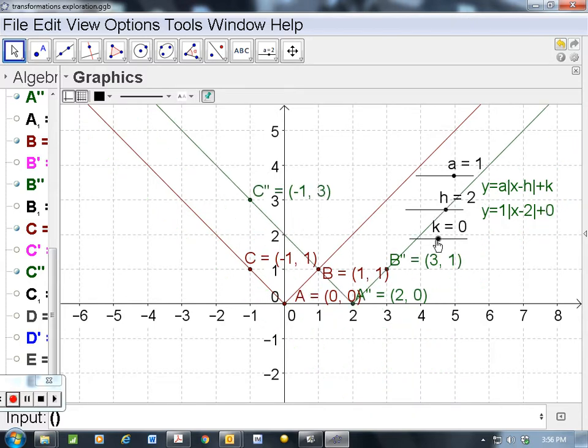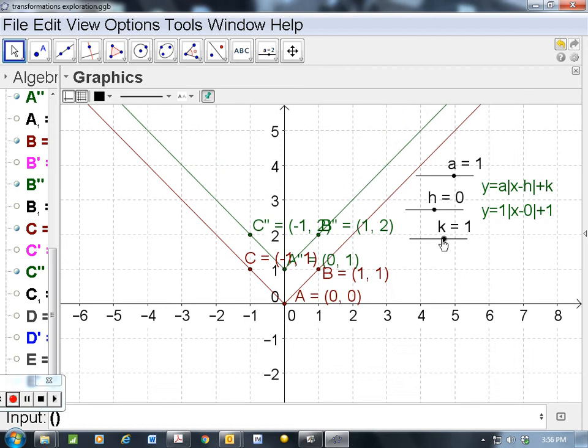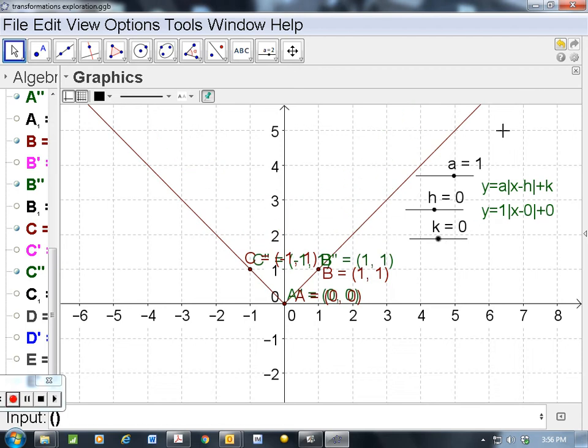Okay, so we're going to go back and look at this 0, 0. Let me move this. There we go. Move this back to 0, this back to 0. Okay, now let's look at our A.